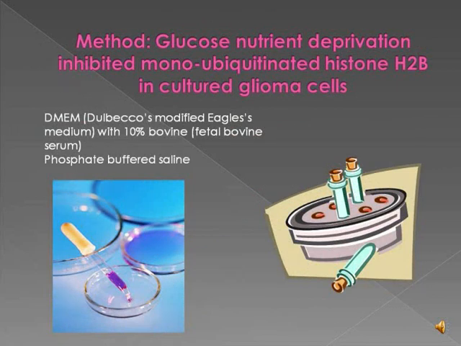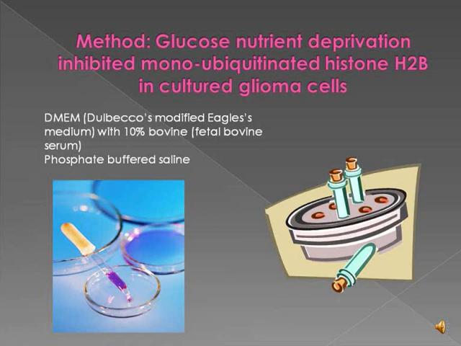Glucose nutrient deprivation inhibited mono-ubiquitinated histone H2B in cultured glioma cells. The U87 and U118 cells were first cultured in DMEM supplemented with 10% FBS. The samples were then placed in phosphate-buffered saline to remove any FBS or DMEM. The cells and phosphate-buffered saline were scraped off the petri dish and centrifuged at 300 relative centrifugal force for 2 minutes. The sample was boiled in SDS-PAGE sample buffer for Western blotting.